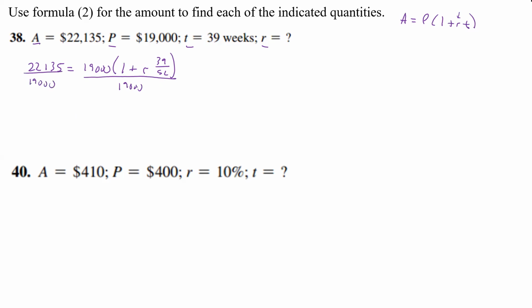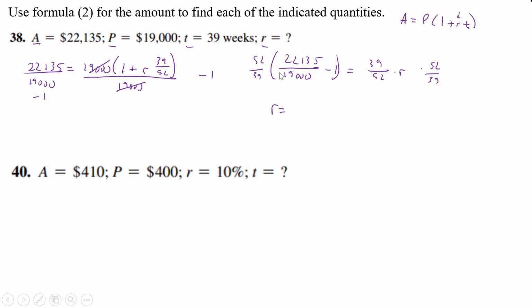And then after that, those cancel. Now we need to get rid of that 1. So we're going to subtract 1 from both sides. So now we're down to 22135 over 19,000 minus 1 equals 39 over 52 times R. And I write it that way because it's easier to put the number first. And now to get rid of the number here, we multiply by 52 over 39. So I'm going to multiply that whole thing by 52 over 39. And so then R will give us whatever that is.